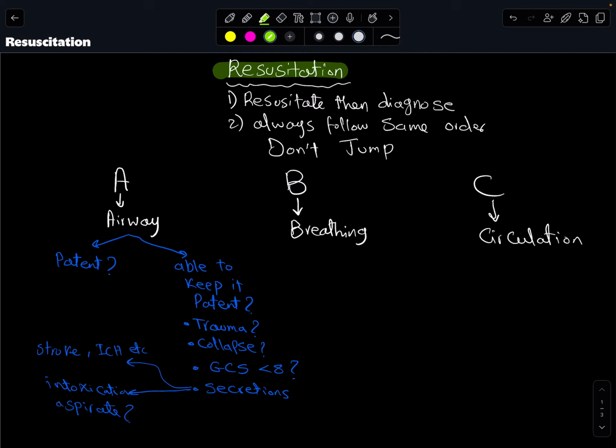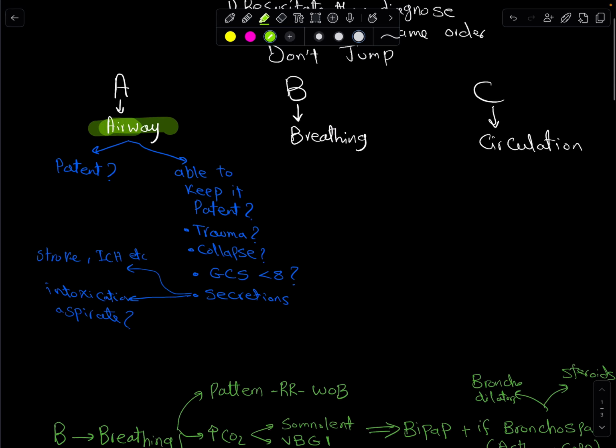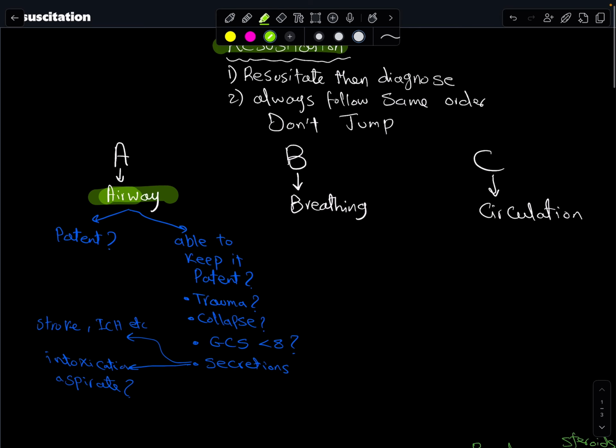So step number one, we'll look at the airway. B, so we have the ABC approach. I think everyone knows about this approach. So A is the airway, B is breathing, C is circulation, right? So when we talk about A, which is the airway here, I want to know if the airway is patent or not. This is number one. And if it's not patent, this patient might need urgent intubation, right?